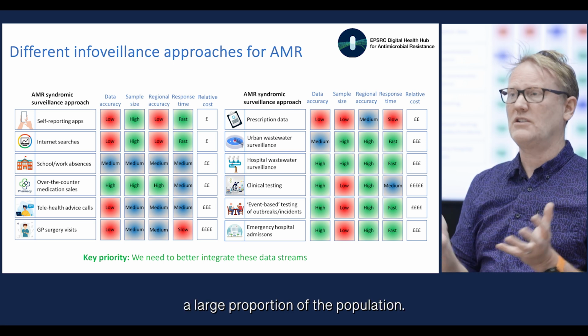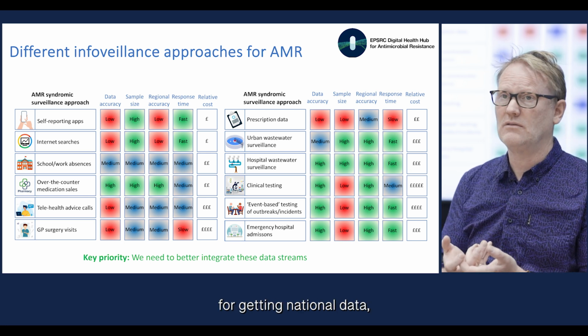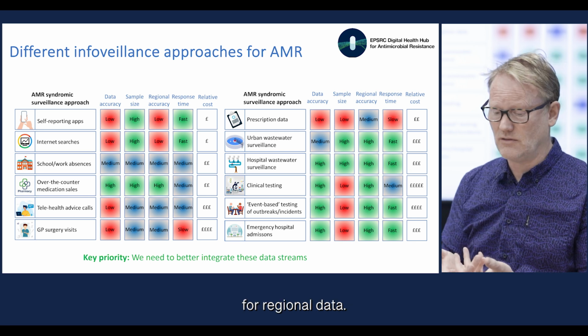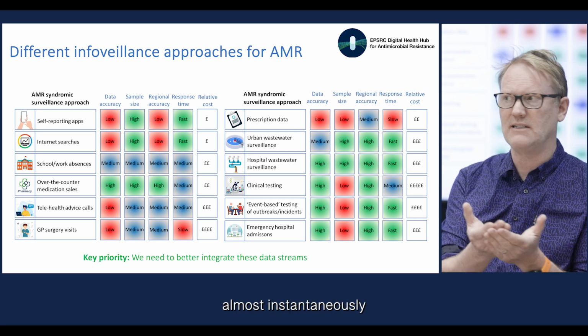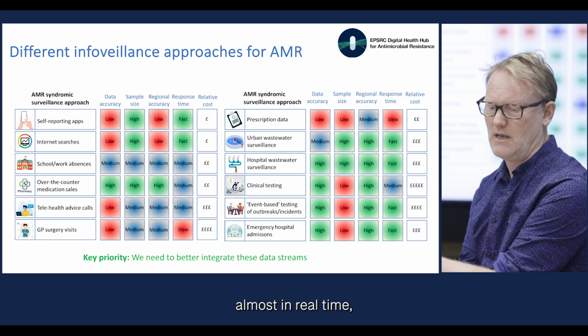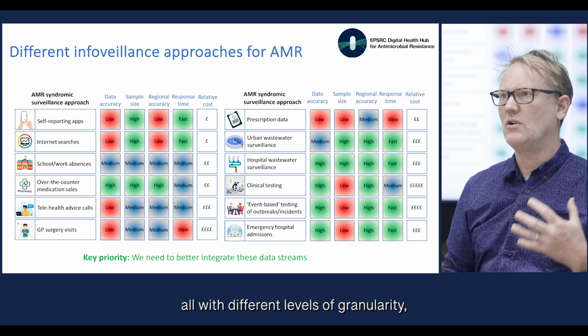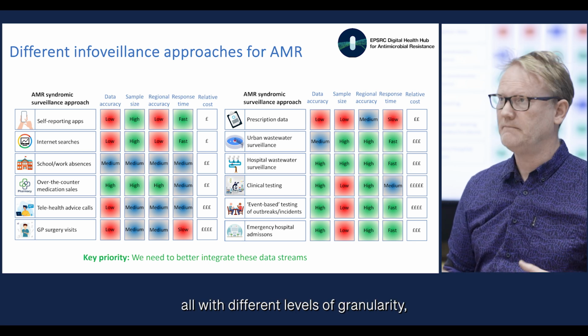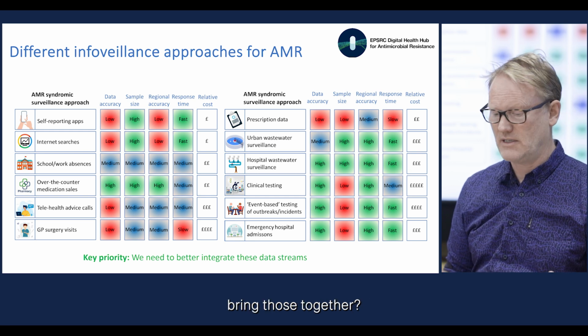Some of them capture large proportions of the population. Some of them are really good for getting national data, or some of them are really good for regional data. And sometimes you can get the data almost instantaneously and in theory make a decision almost in real time, whereas other things you can't. So there are lots of different data streams, all with different levels of granularity and different costs associated with them. How do we most effectively bring those together?